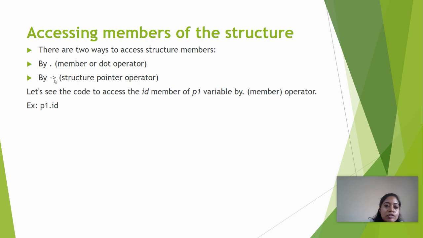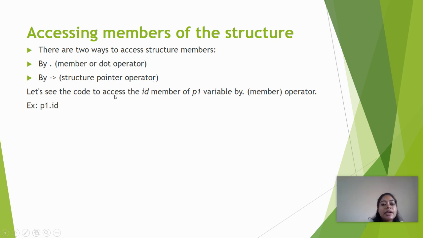Okay. Now, after declaring the variables, we have to know how to access members of the structure. So there are two ways to access structure members. First of all, we can use the dot or member operator, which is shown here, just this symbol. Using this symbol, we can do it. And another one is by using this arrow operator. It is also called the structure pointer operator.